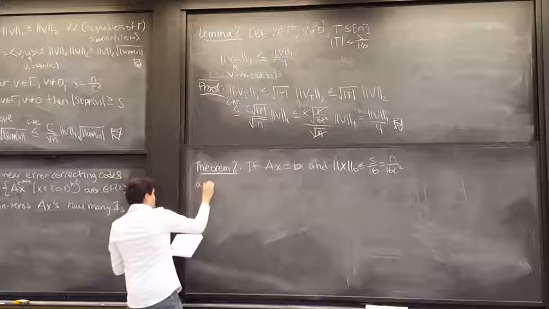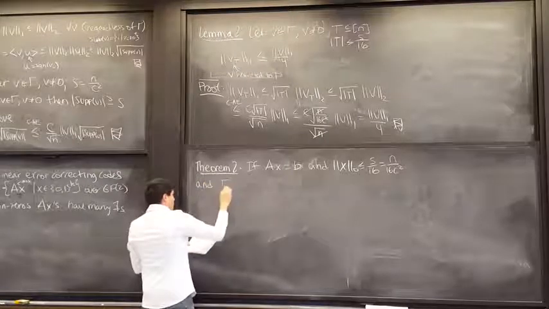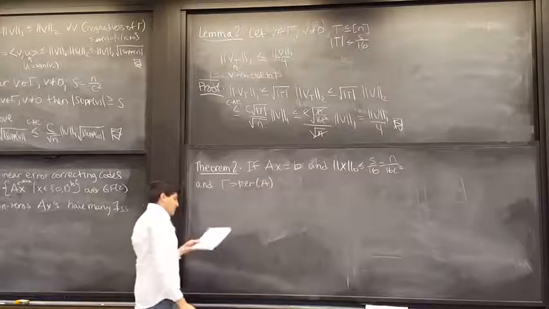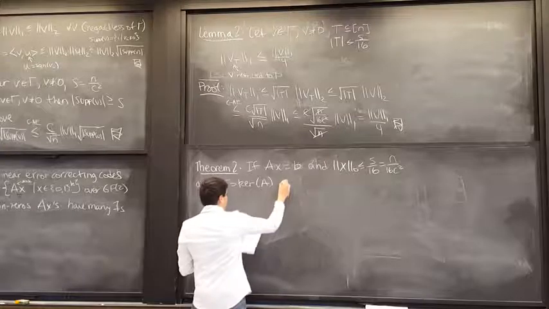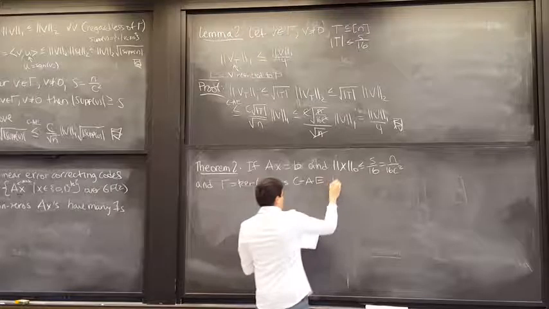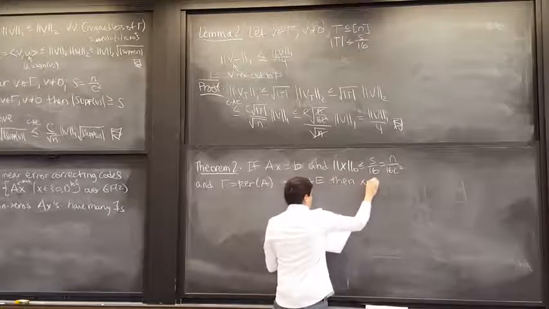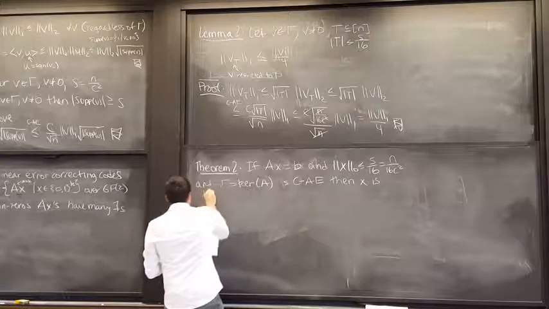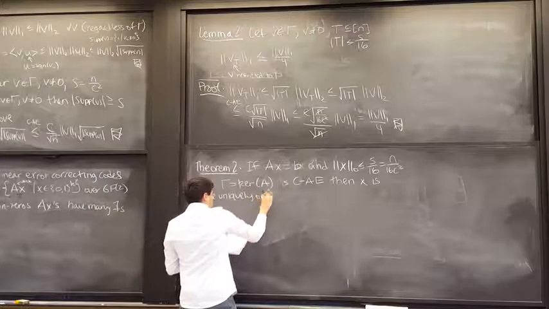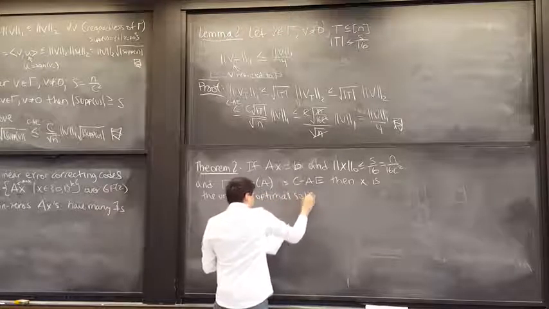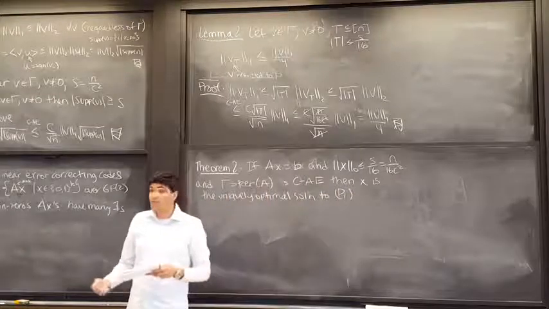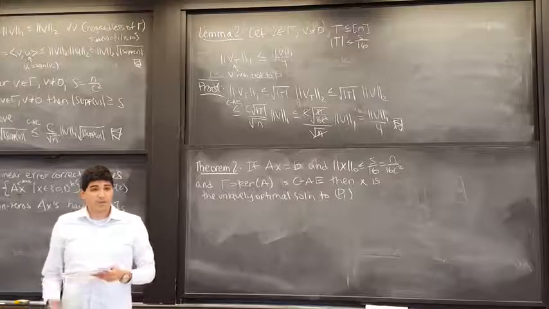Well, and we also want some almost Euclidean property, but as I mentioned, that constraint is going to be on the kernel of A. So we want that the subspace we get from taking the kernel of A is itself C almost Euclidean. Then what I claim is that X is the uniquely optimal solution to P1.